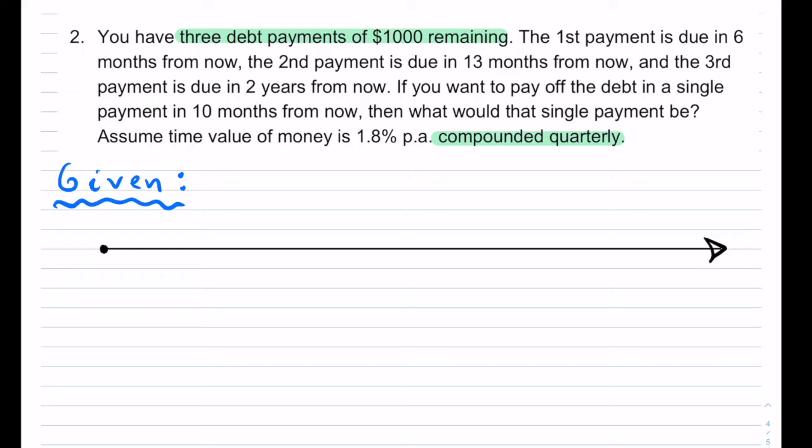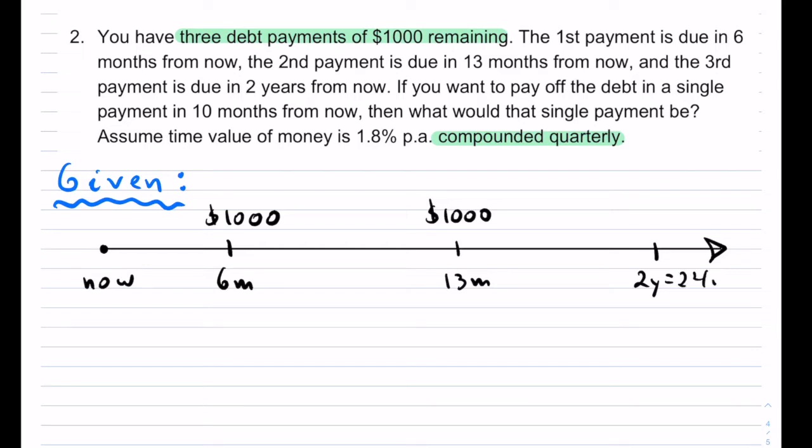There's three things happening. There's a first payment, 6 months from now. So let's say this is now, this is 6 months, and this payment is $1,000. There's a second payment due in 13 months. So let's say this is 13 months, and that would be your second payment of $1,000. And then there's a third payment due in 2 years, so 2 years is 24 months. I'm going to put it far off here, so 2 years or 24 months, and that is my third payment. So these are these odd payments that we have.